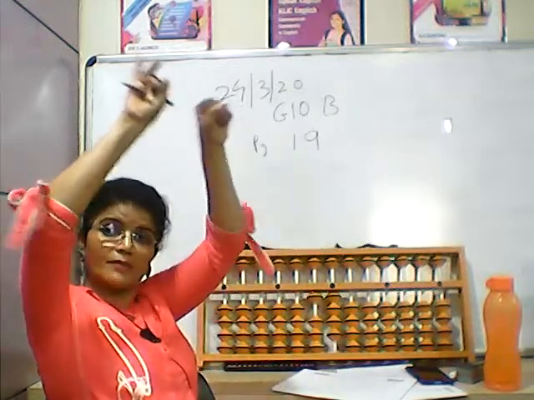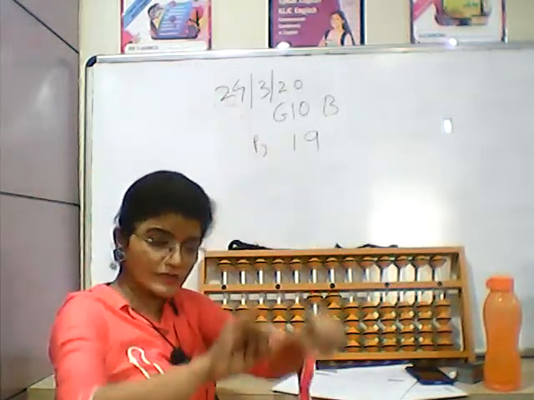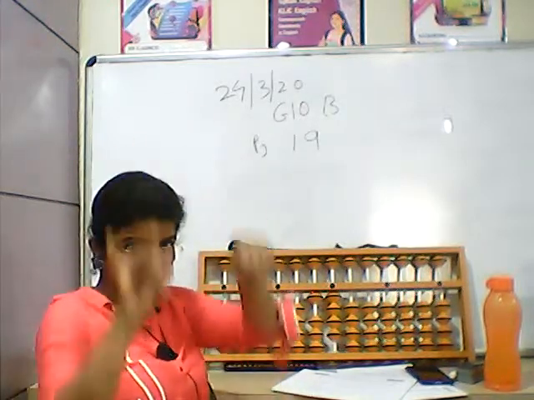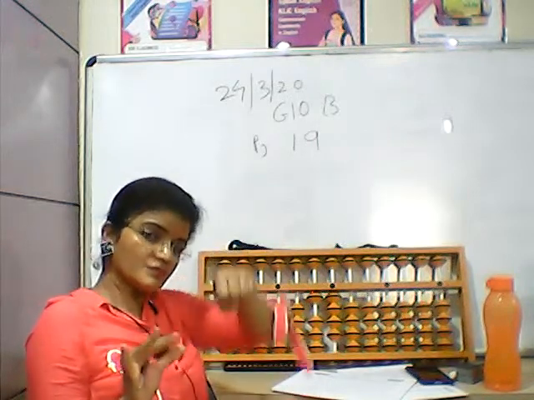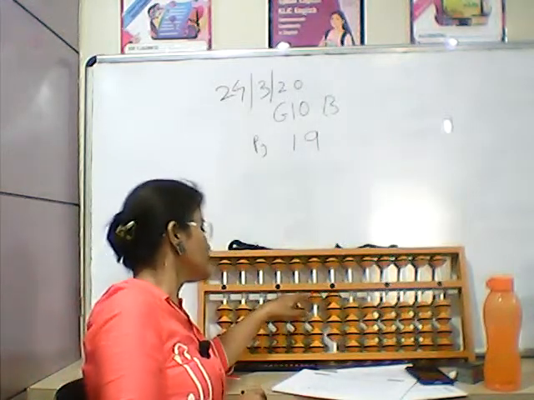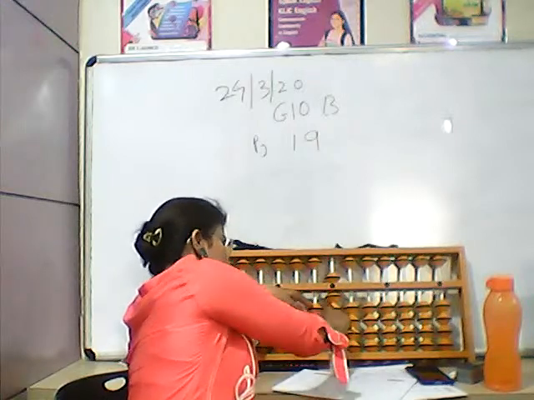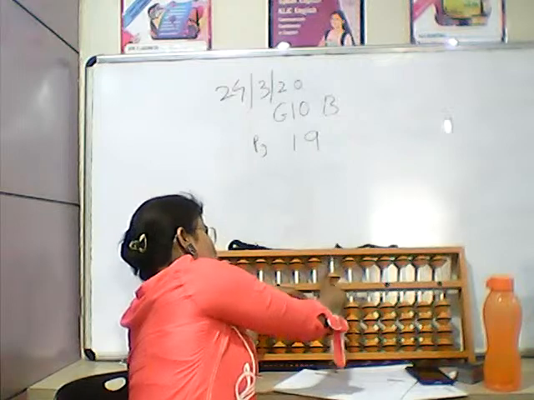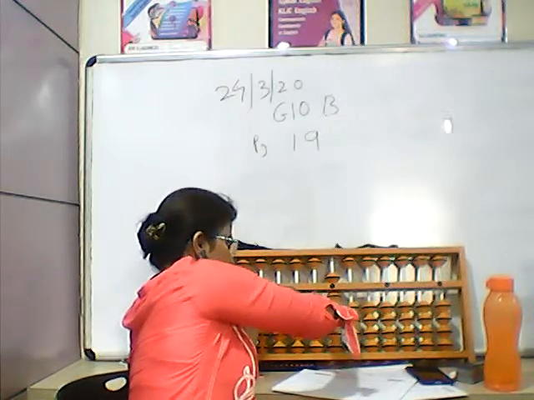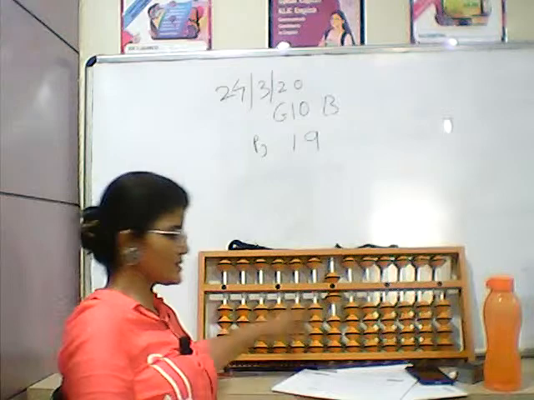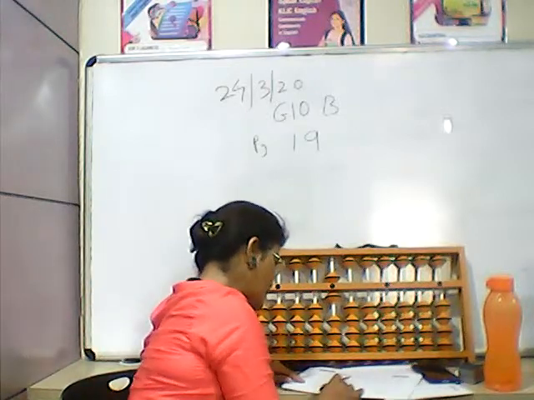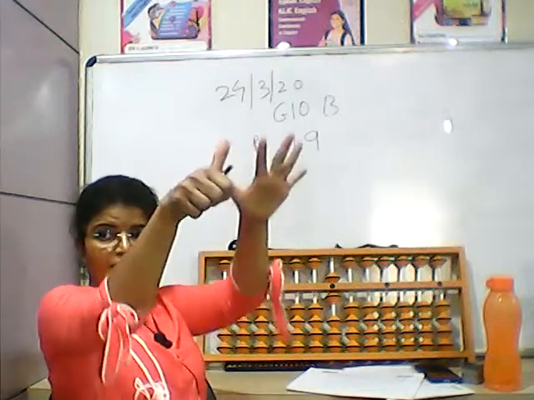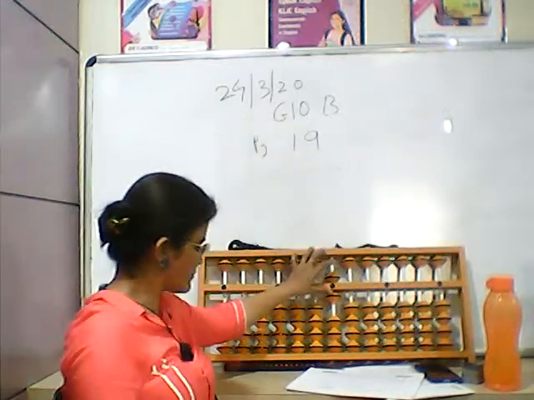So mix complement. Minus 10, plus 5, minus 3. 10 down, 5 down, 3 down. The answer is 6. Sum number 6.